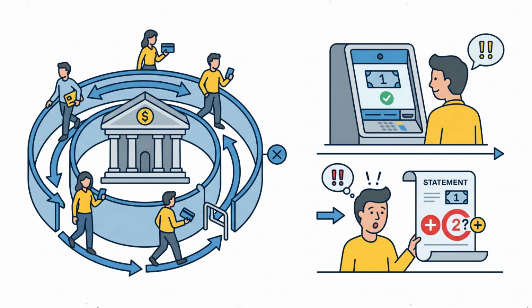Banks created these network rules to keep customers inside their own systems and reduce the cost of sharing infrastructure. It matters because many people see one charge on the screen and assume that is the whole cost, then later discover a second fee on the statement.